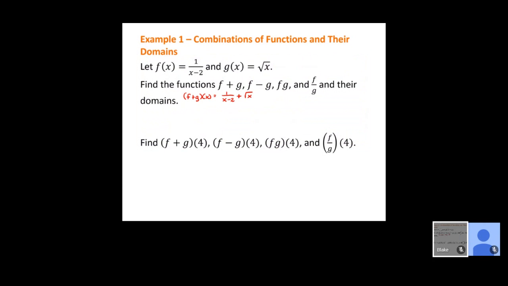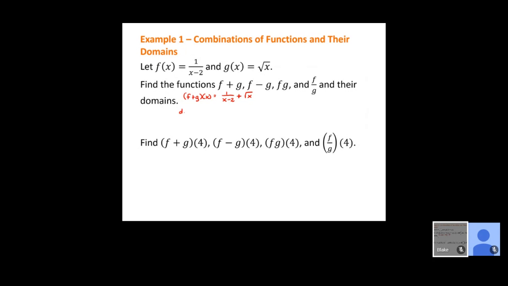Now, in this case, there are no like terms. We don't really need to combine anything, and so I can just leave my answer like that. That is f plus g of x. It is as simple as that, right? f of x plus g of x is just 1 over x minus 2 plus the square root of x, and we're done. Now, let's talk about the domain of this function.